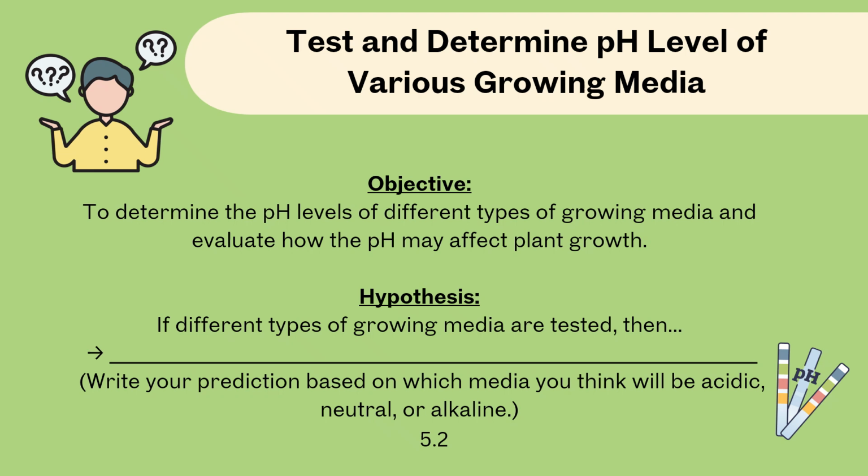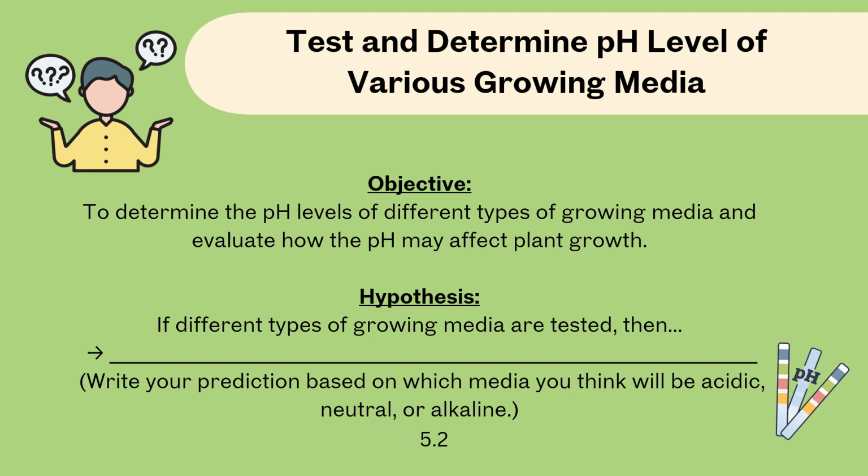So we have our objective. In this case, we're going to determine the pH level of different types of growing media and evaluate how the pH affects plant growth. In terms of our hypothesis, it depends on you. What would you like to predict? Remember, with a hypothesis, this is an intelligent guess.